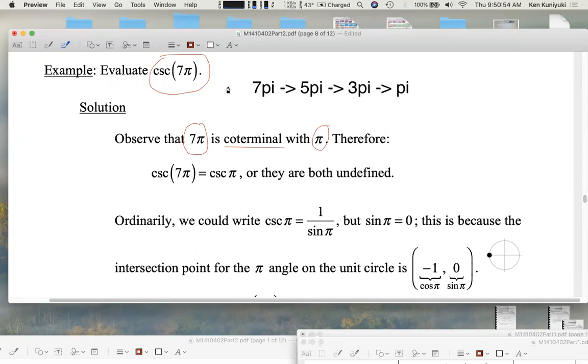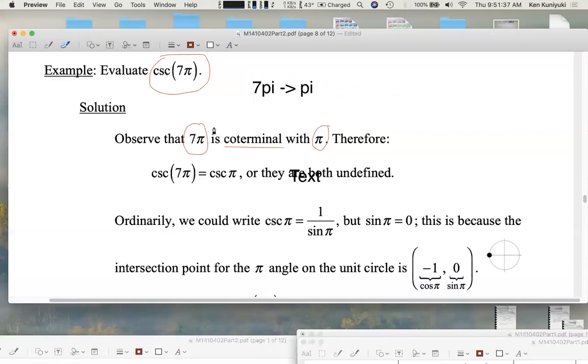Now, if this seemed too tedious for you, remember that when we go from 7 pi to pi, we're basically subtracting 6 pi, and that is legal. You can get a coterminal angle by subtracting 2 pi, 4 pi, 6 pi, or so forth, or add those angles. However, do not add or subtract 1 pi, 3 pi, or 5 pi, otherwise you'll be on the other side of the origin, and you don't want to do that. So to find a coterminal angle, you can add or subtract 2 pi, 4 pi, 6 pi, 8 pi, and so forth. Here, you can subtract 6 pi.